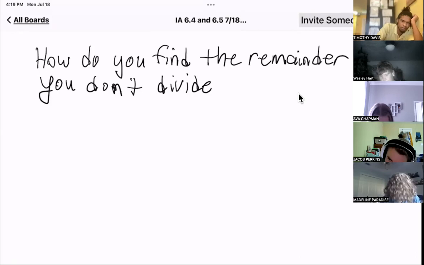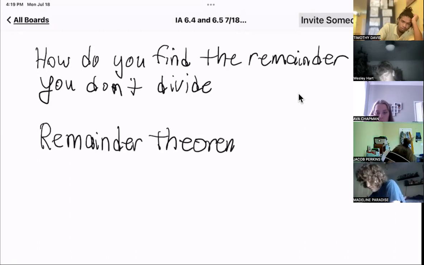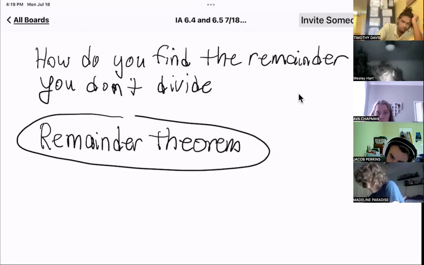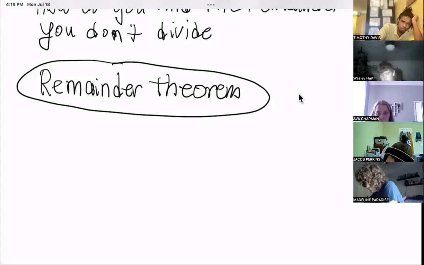All right, so like this. Let's see. Oh, by the way, let me write this down first. This is called the remainder theorem. This is what we're working on, remainder theorem. It's a theorem about how to find a remainder.